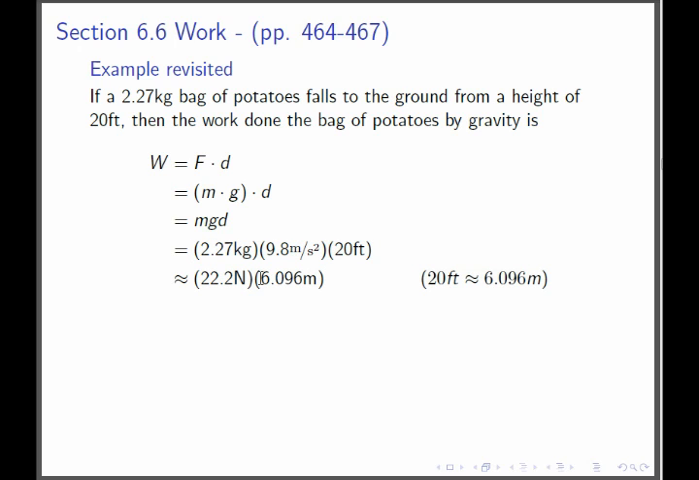Okay, 20 feet is equal to approximately 6.096 meters, and here I've multiplied 9.8 times 2.27. And then we multiply that and we get 135 joules.